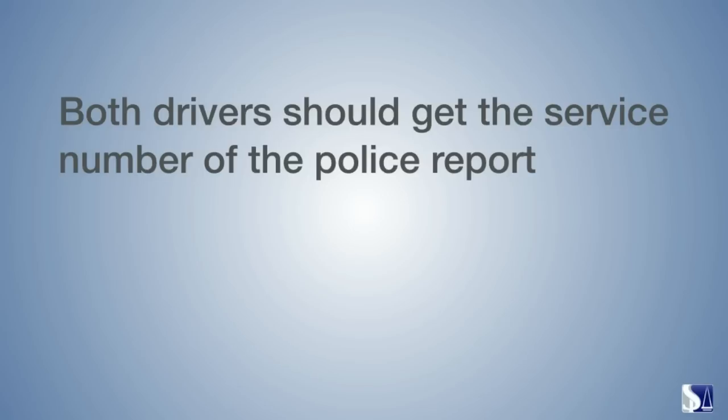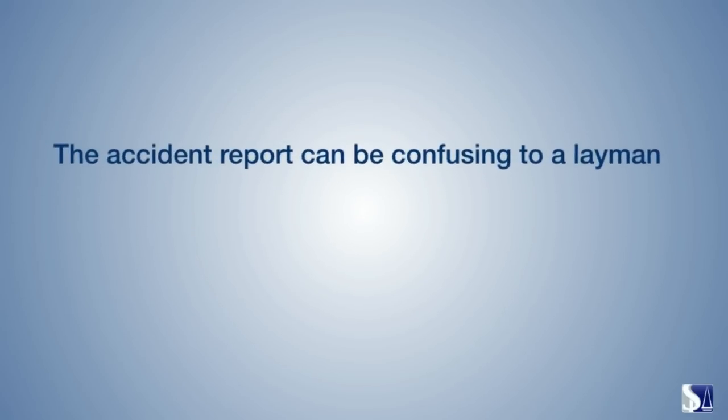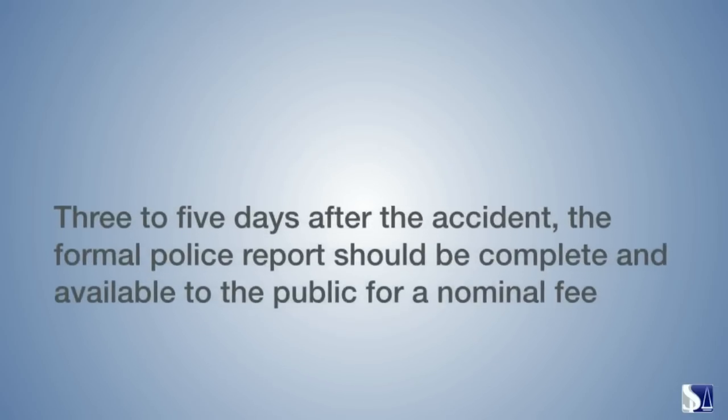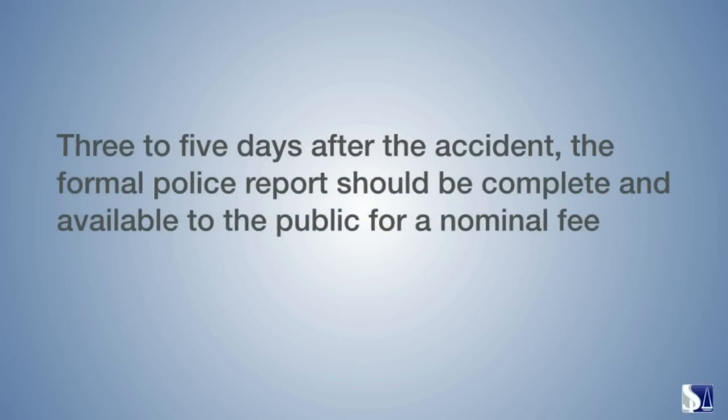Now, the accident report can be confusing to a layman. Some items, such as roadway and weather conditions, may be shown as code numbers. Usually, the forms and their details are self-explanatory, but you may need to ask what some of the codes mean. 3 to 5 days after the accident, the formal police accident report should be complete. After being reviewed by the on-duty sergeant, it's available to the public. Most police departments charge a nominal fee for copies of the report.